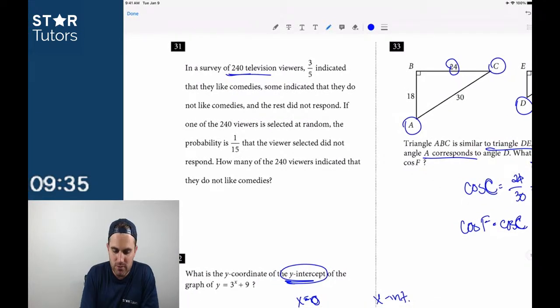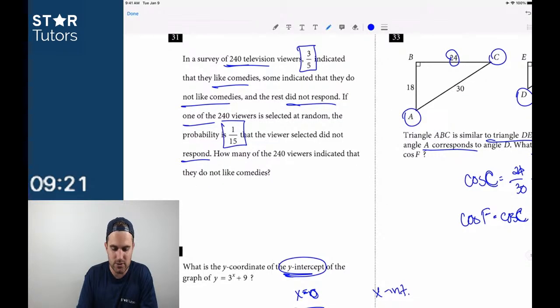In a survey of 240 television visitors, 3/5 indicated that they like comedies. Some indicated that they do not like comedies, and the rest did not respond. How many of the visitors indicated they did not like comedies? Okay, so 3/5, right? We have 3 over 5.